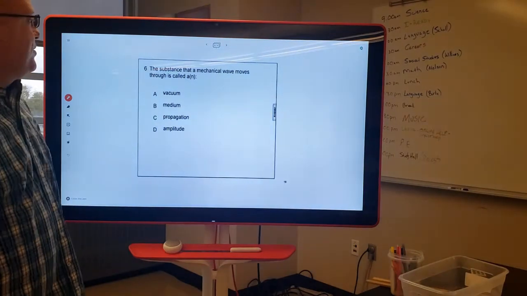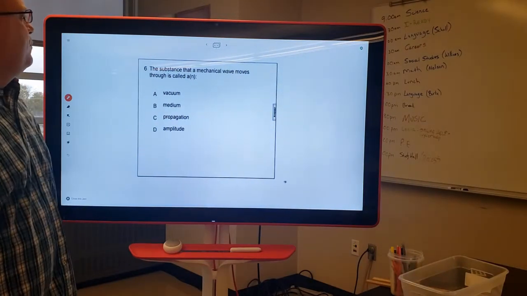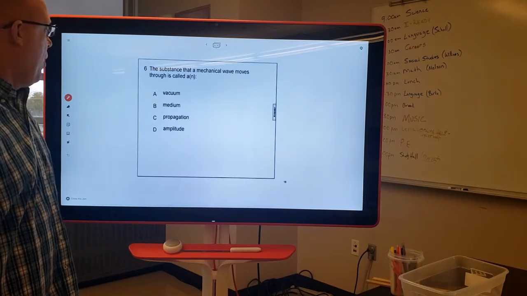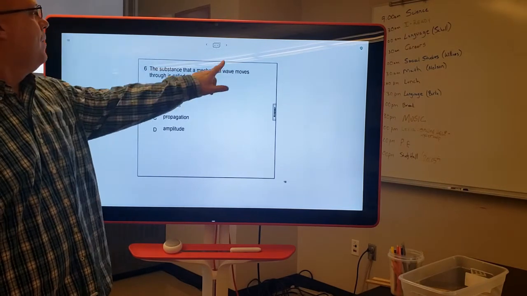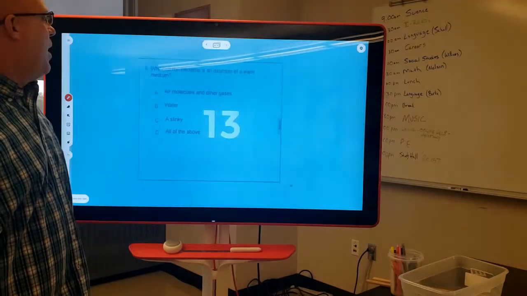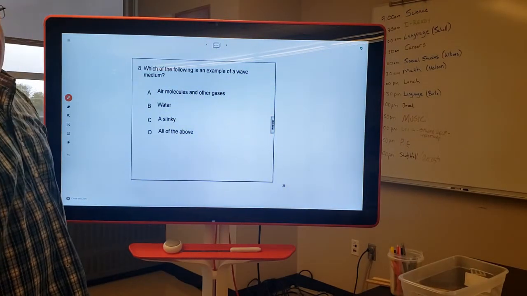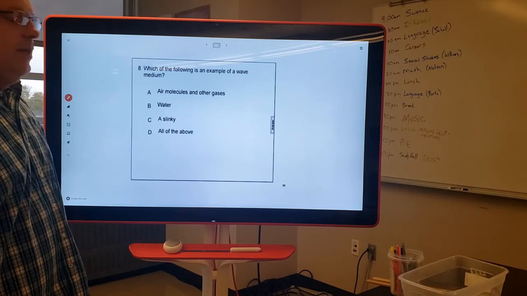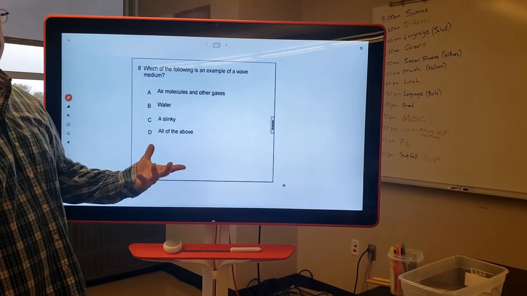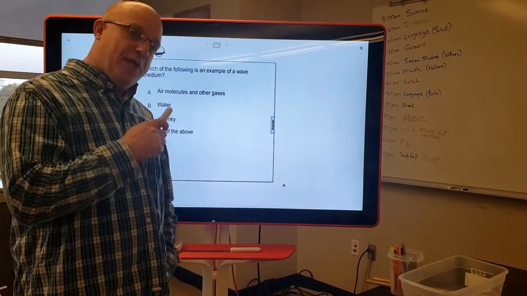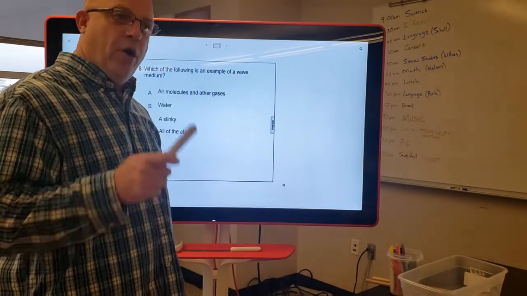Next question you need to answer. The substance that a mechanical wave moves through is called: A, vacuum; B, medium; C, propagation; D, amplitude. And your last question is, which of the following is an example of a wave medium? Air molecules and other gases, water, a slinky, or all of the above? All right, that concludes this. Make sure you answer those 8 questions and turn them in on a Google Doc.